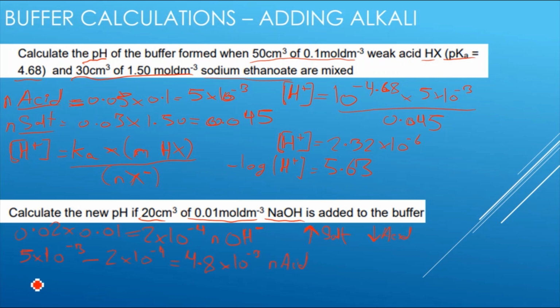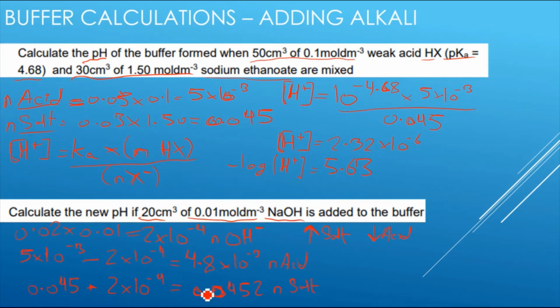And then for my base, 0.045 plus 2 times 10 to the power of minus 4, and by that I would get 0.0452 moles of the salt. And I know that all my salt would be dissociating into the X minus, so the ethanoate ions in this case. So what I can just do is calculate the concentration of H plus by again plugging in the values.